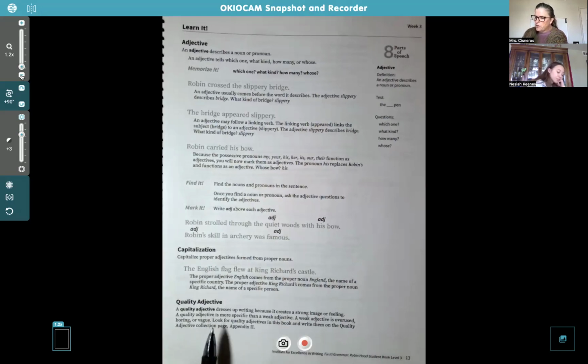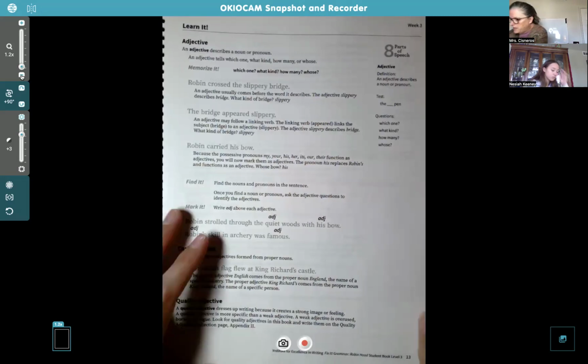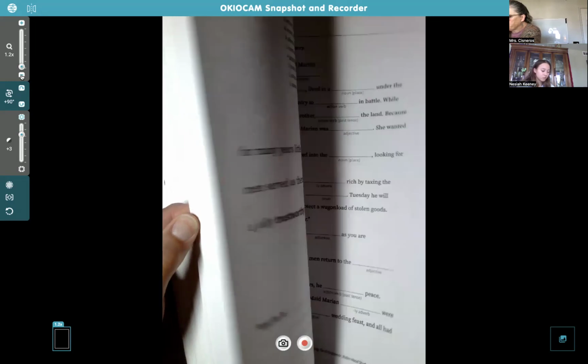And then at the bottom here, quality adjective, which is coming in your dress up list, but not yet. It's coming. But that's when it dresses up writing because it creates a strong image or feeling. A quality adjective is more specific than a weak adjective. A weak adjective is overused, boring, or vague. Look for quality adjectives in this book and write them on the quality adjective collection page on Appendix 2. Appendix 2 is at the very back. I think we looked at it last week, but let's just look at it again.